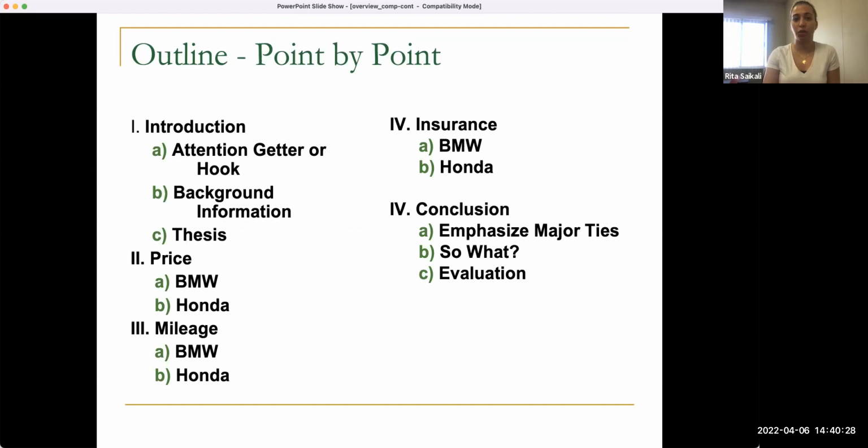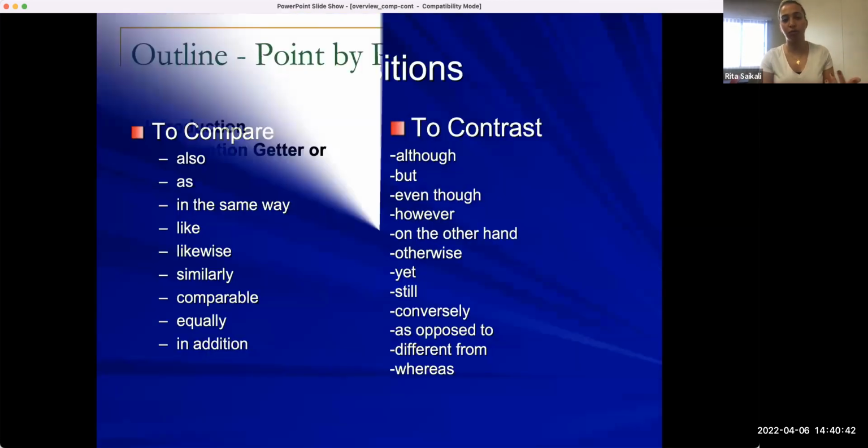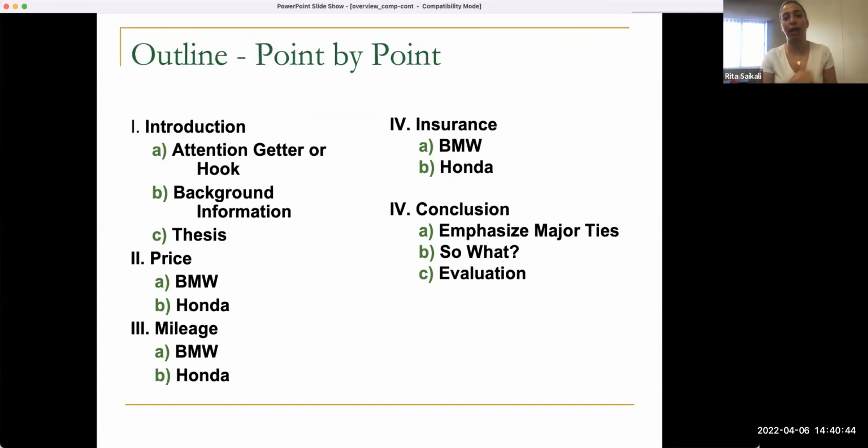So again, you can do it this way, right? Where you have the introduction again, and then you do price: BMW, Honda; mileage: BMW, Honda; insurance: BMW, Honda; and then conclusion. Or you can also do the last part, which you then break up into a paragraph. Well, in this case, they did. Okay.